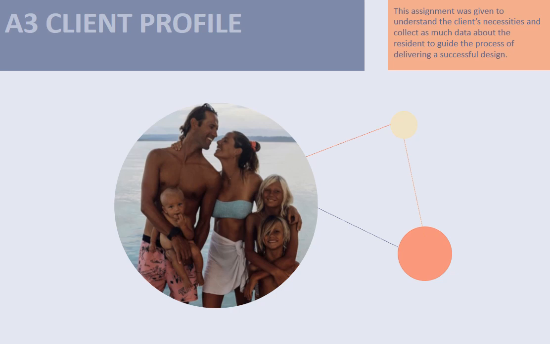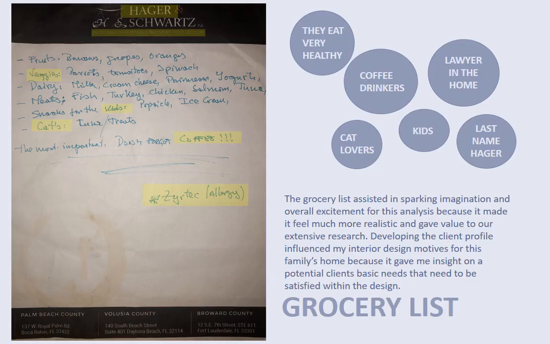In the client profile, we had to gather as much data as we could about the residents of this home to guide the process of delivering a successful design for the family. First, we were given a grocery list to spark our imagination on who exactly our clients could be. And from this analysis, I thankfully got the family with children, pets, cats, coffee, and a lot of healthy eating habits.